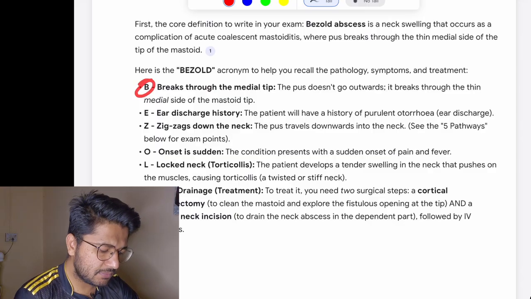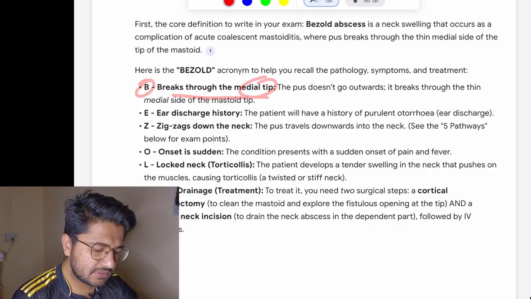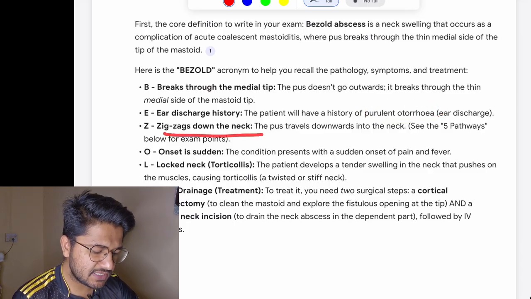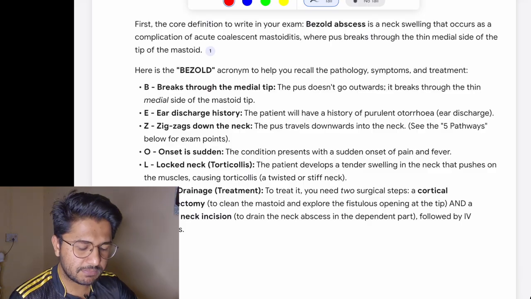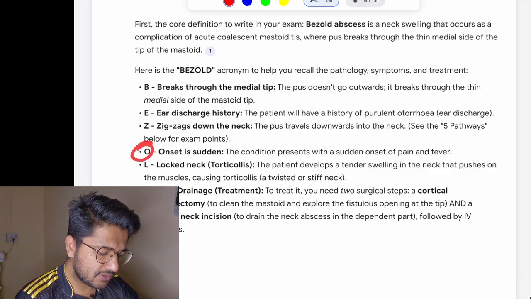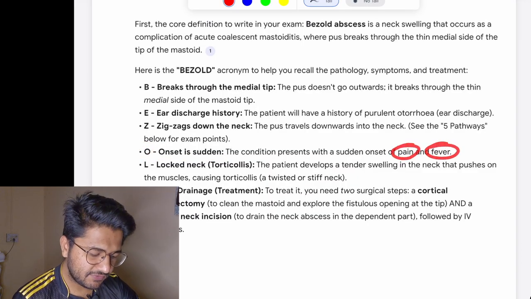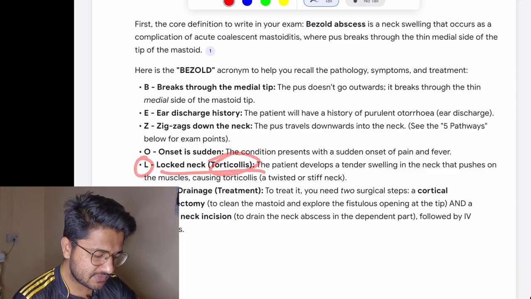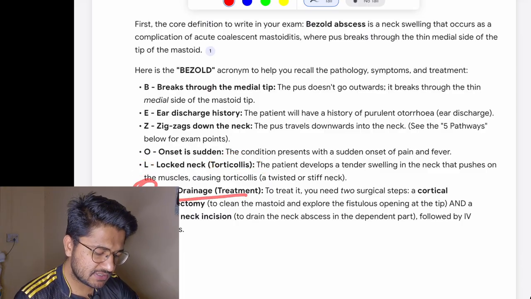From B, you can remember breaks through the medial tip. E, ear discharge history is there; the patient will have a history of purulent otorrhea. Z, for zigzags down the neck, the pus travels downwards into the neck. O, for onset, is sudden, that is pain and fever will be there. L, for locked neck, that is torticollis. D, for dual drainage treatment.